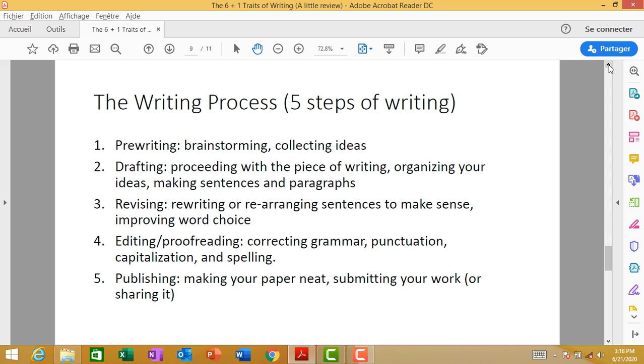Editing has to do with grammar, punctuation, capitalization, spelling. Editing has to do with your rib cage, what is going to protect you. And then the last phase of the writing process is publishing. This is basically when you submit your work to your instructor, because now your paper is neat. Or maybe you're writing an article and then you're going to share it on social media. So this is what we call the writing process.